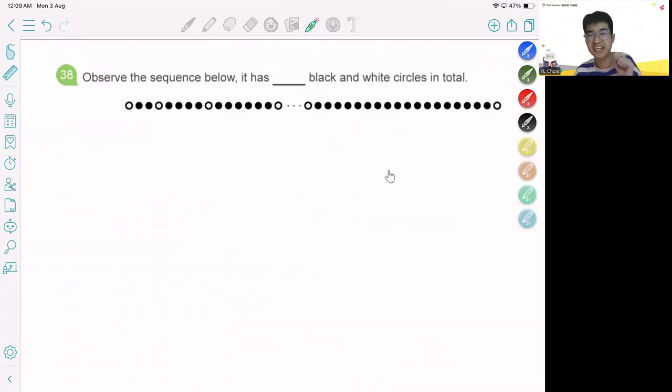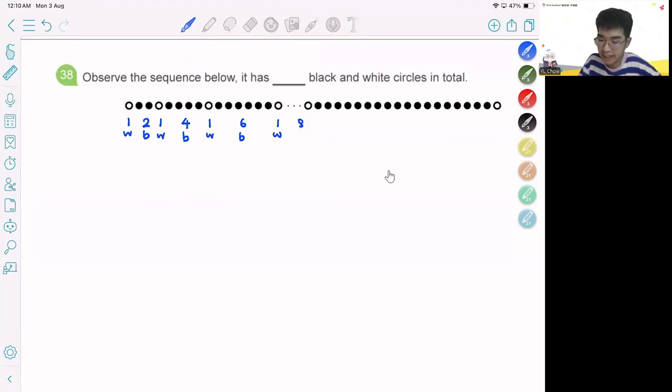So let's try to count how many black and white circles are there by first looking at a pattern. Now we started off with one white circle. One white circle. Then there are two black circles. Then one white, then four black, then one white, then six black, then one white. Then can you guess how many black circles are there before the next white circle? That's right, there should be eight black circles, then one white circle, so on and so forth. Hopefully by now you could have seen the pattern, right? And then we will meet one white circle after your dot dot dot.